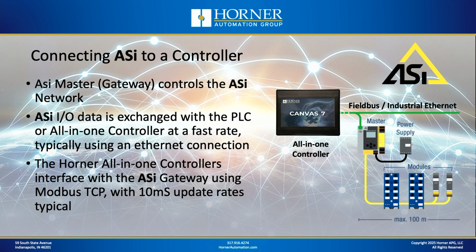Now let's talk in a little more detail about how you connect an ASi network to a controller. Now earlier I mentioned the fact that we have an ASi master, typically a gateway, that is going to be running and controlling the ASi network, and then to interface that to a controller, whether that be a PLC or an all-in-one controller from Horner, typically you're going to do that over a field bus or industrial Ethernet connection, usually these days through an industrial Ethernet connection. Now, in the case of connecting the Horner OCS all-in-one controllers to ASi, you're talking about a Modbus TCP connection, and you're going to see response rates typically in the 10 millisecond range.